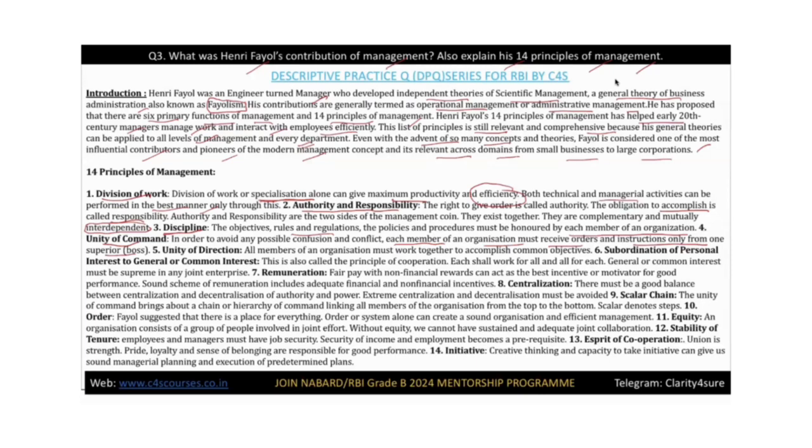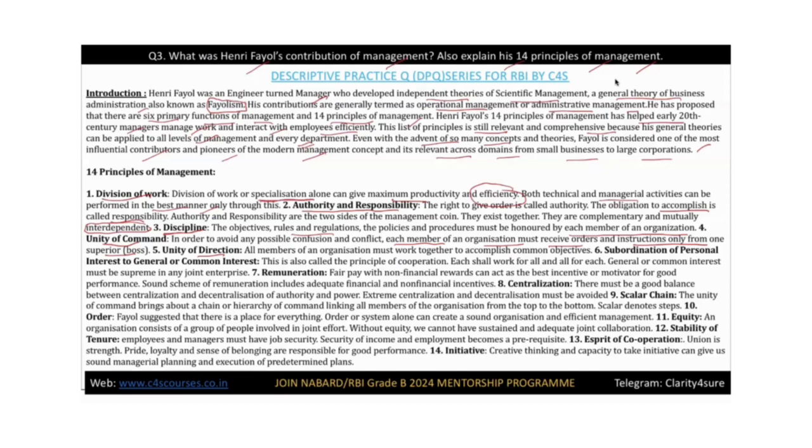Next comes unity of direction. Unity of direction talks about how the members in the organization should be able to work together so that they can accomplish a common objective. That is the common objective of the organization as a whole.